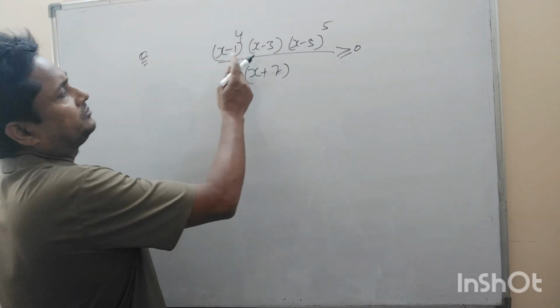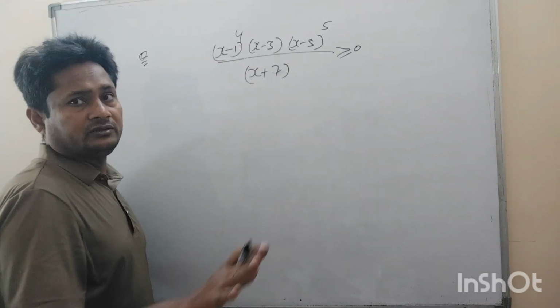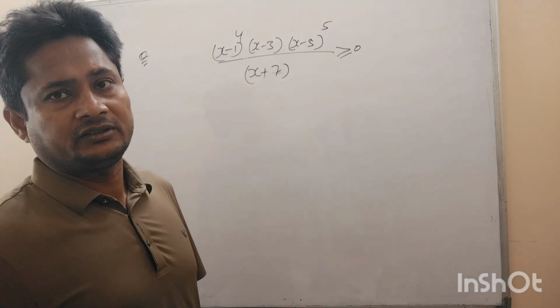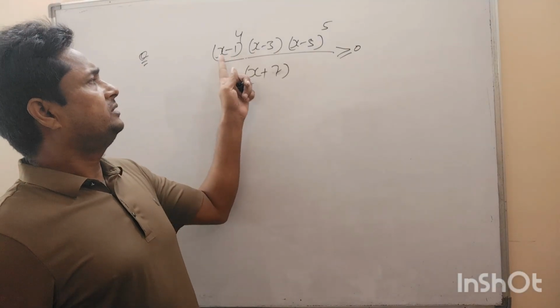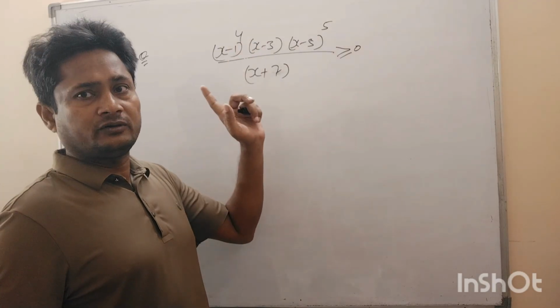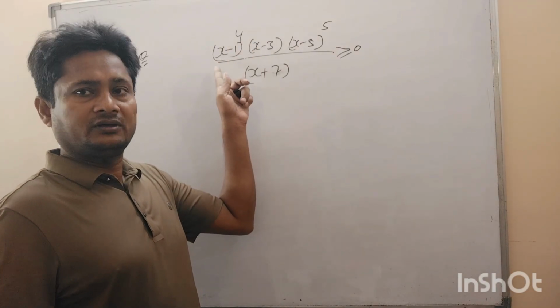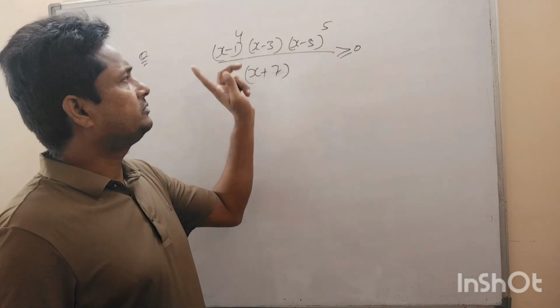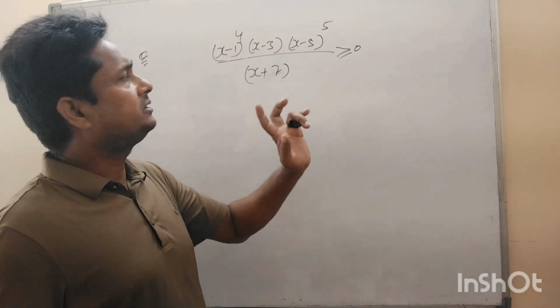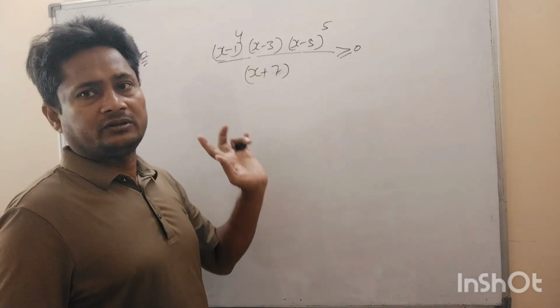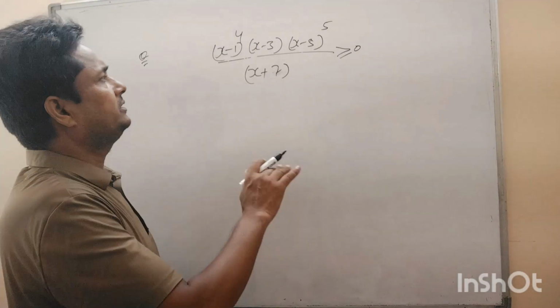We have to solve this inequality. Now see here, we have to first make factorization of linear powers. So this is x minus 1 to the power 4. The base is already linear, so no need to factorize. x minus 5 is also linear. This is also a linear term, so no need to factorize any term.